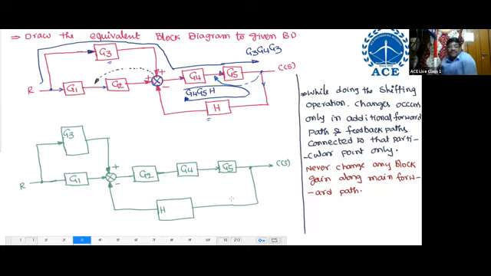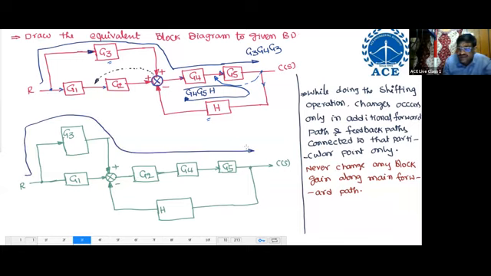Now we'll draw an equivalent diagram. Like this, we draw the equivalent diagram. Now again, write the forward path gain. After shifting also, write the forward path gain. What is the forward path gain? Input to output, through G3 only. What are you getting? G3, G2, G4, G5.